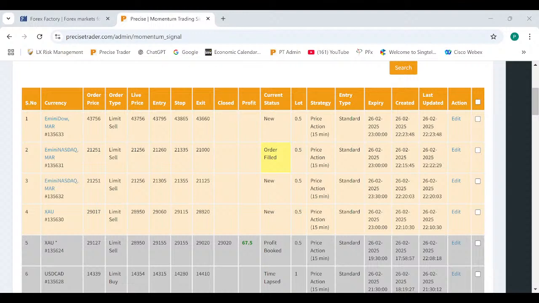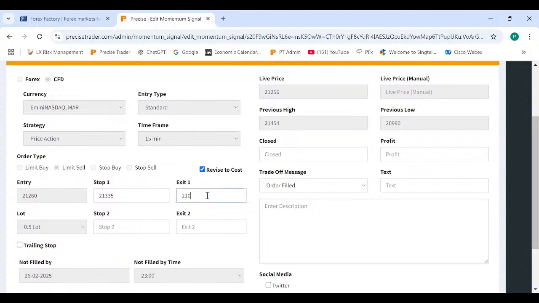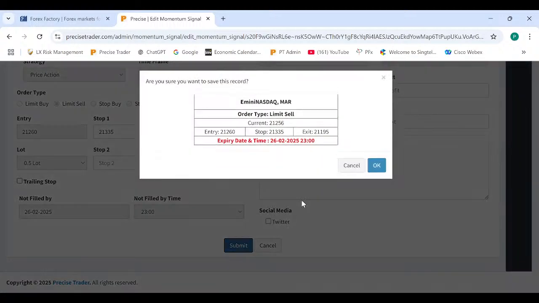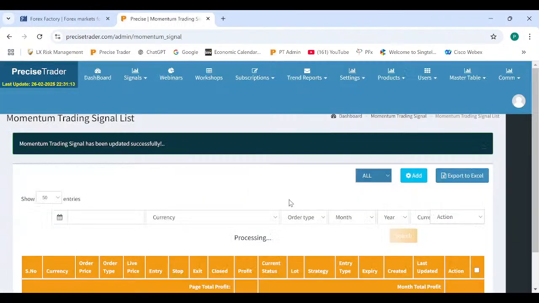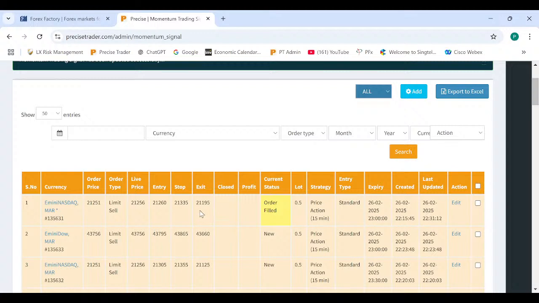Okay, now 21. I think we put it as 2100, right? Change it to 21195. Okay, let's exit with the profit first. Okay, exit with the profit 195, close it. Okay, reduce the stop. Okay, reduce the stop to cost. Okay, right now is 20, so reduce the stop lower. Okay, I think the market is moving pretty fast.